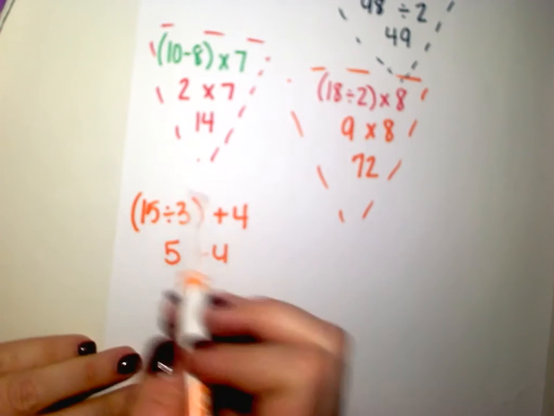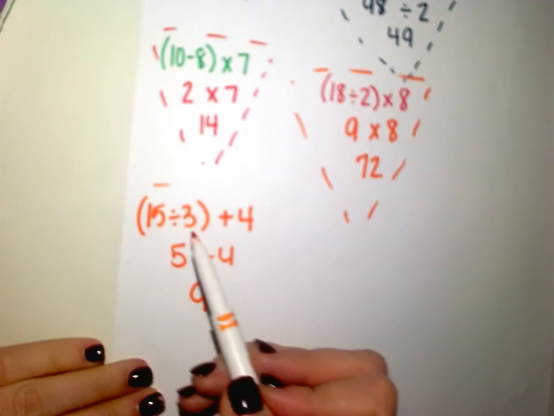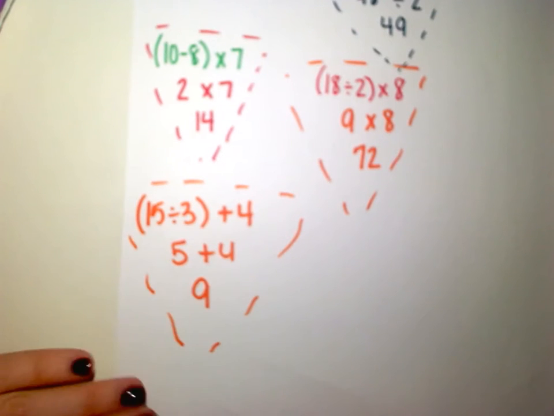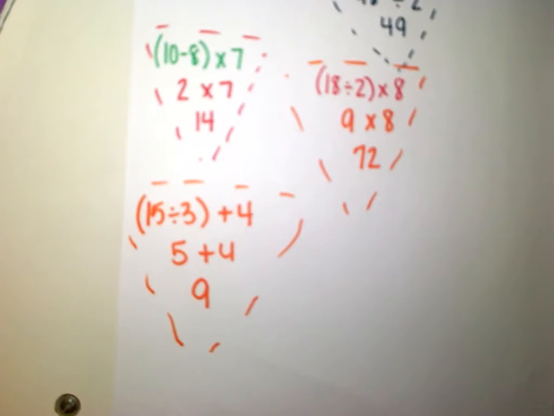But I would want to see that you were able to take the words and write them out in an expression like this. All right, next one. Multiply 12 by 2, then subtract 13. What does it look like?